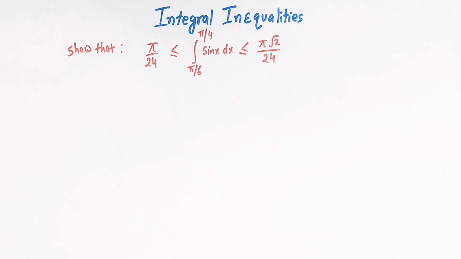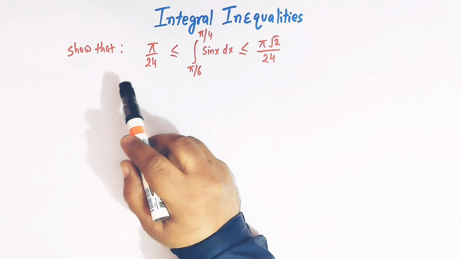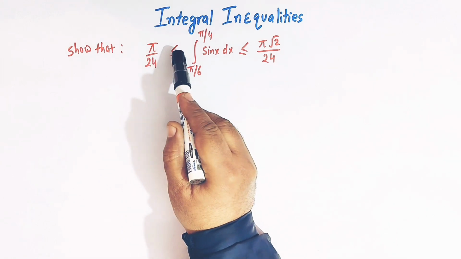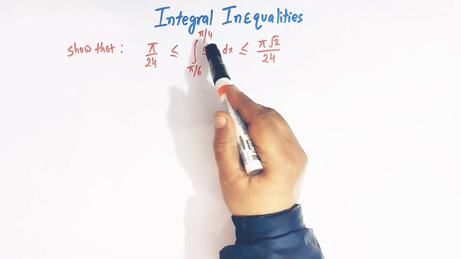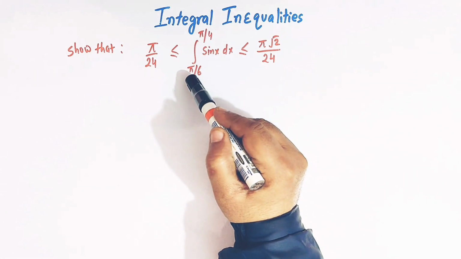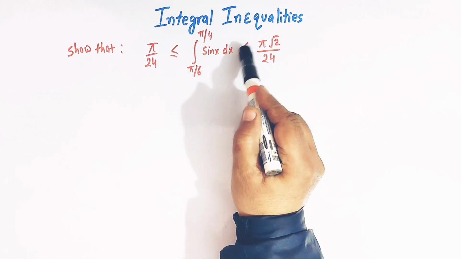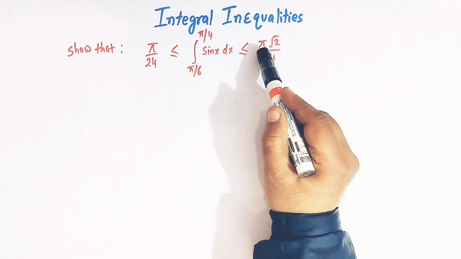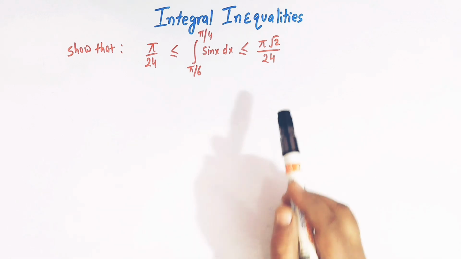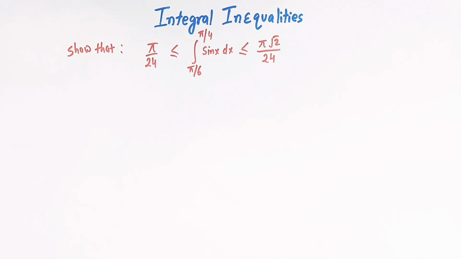Hello viewers, in today's class we are going to discuss another important problem from integral inequalities. So in this class we are once again going to prove one very nice integral inequality. Here we have pi over 24 less than or equal to the integral of sine x from pi by 6 to pi by 4 less than or equal to pi times square root of 2 divided by 24, right?